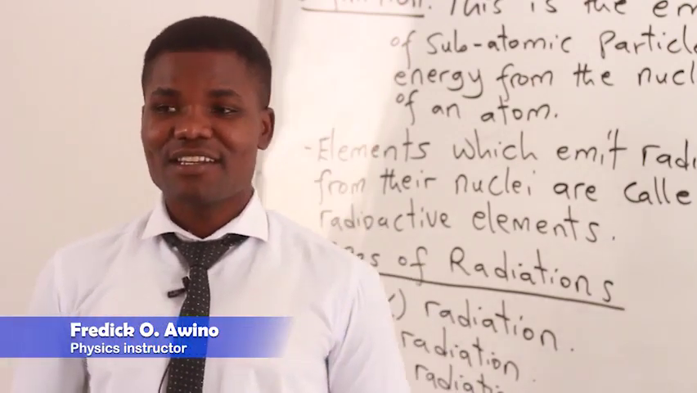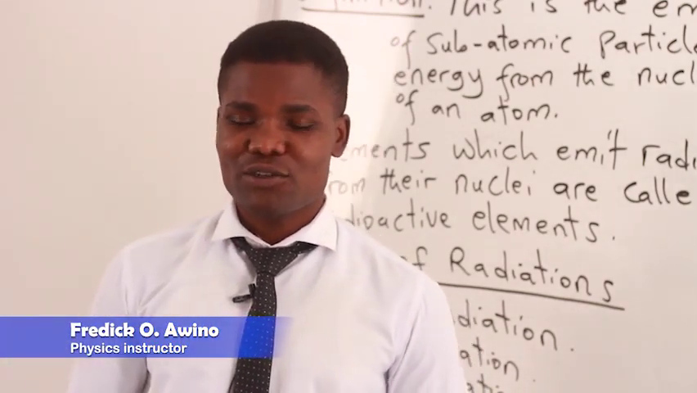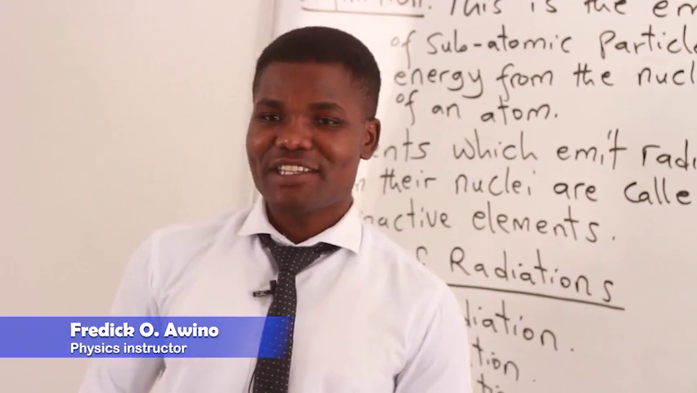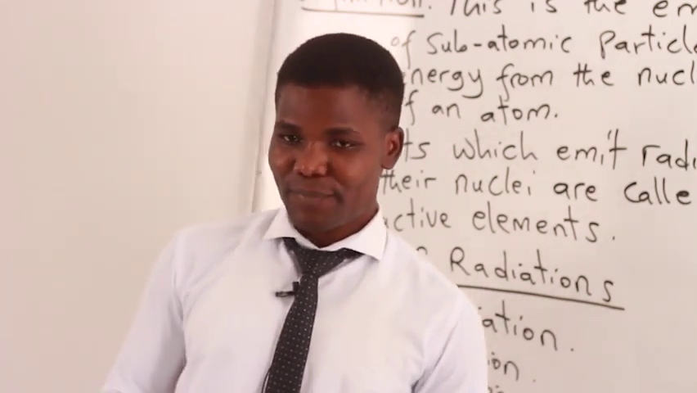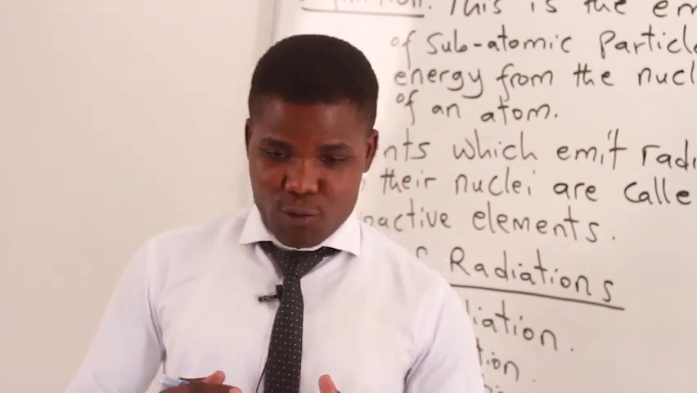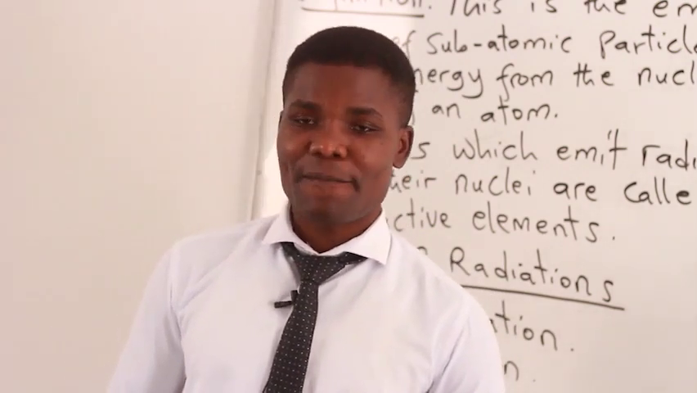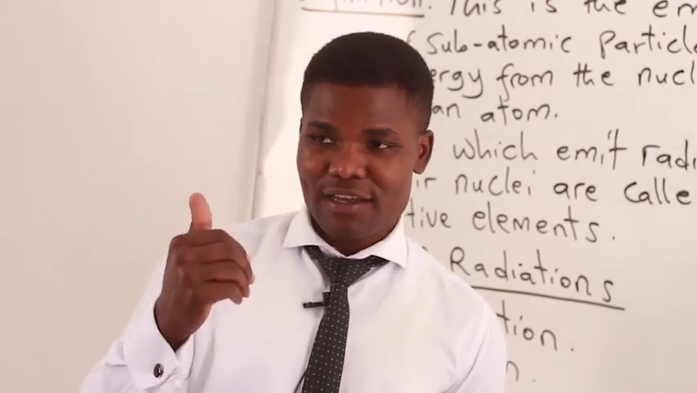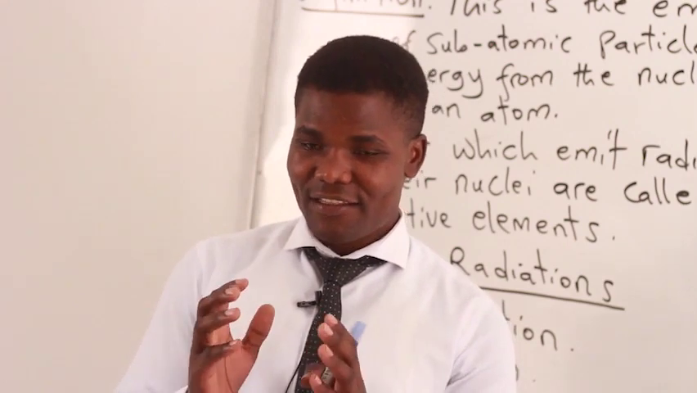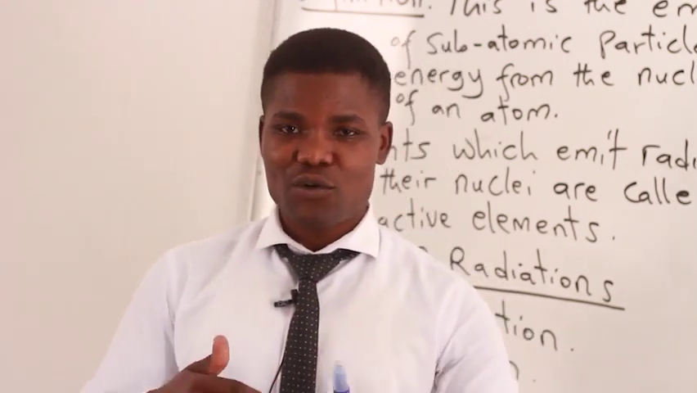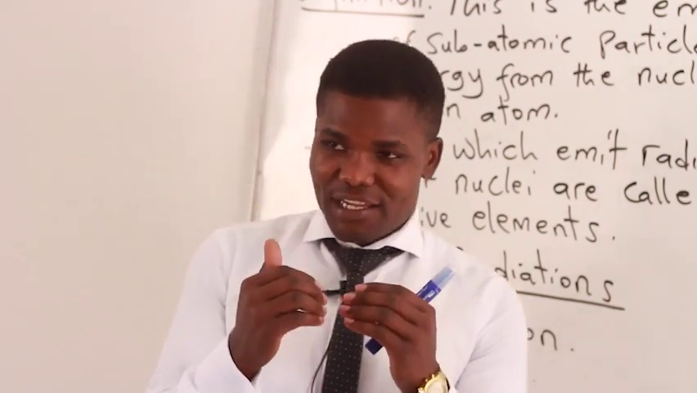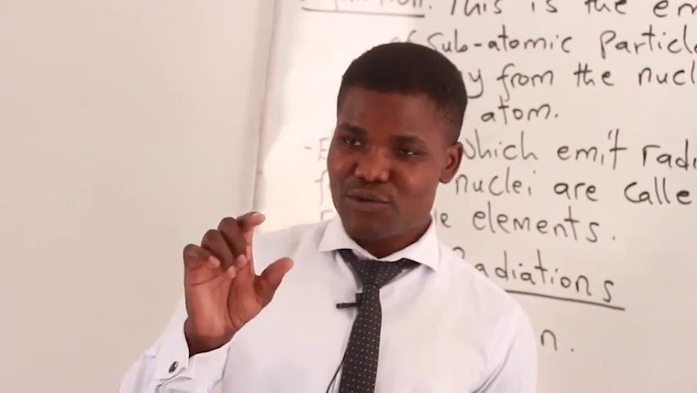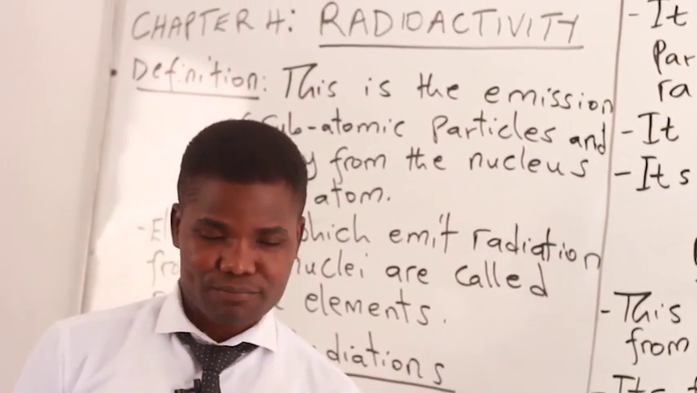Having finished chapter 3, which was telecommunication, today I want us to begin a new chapter, chapter 4, which is radioactivity. To understand this whole concept of radioactivity, students, we need to first understand the concept of matter. We know matter is anything that occupies space and has mass or weight. One important characteristic of matter is that its basic unit is called an atom.